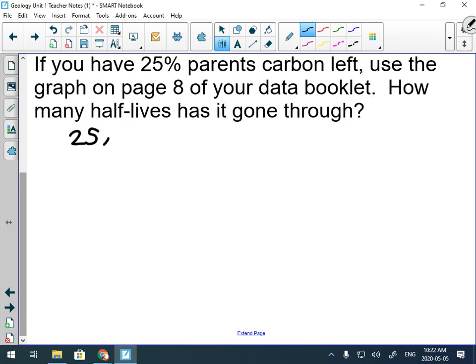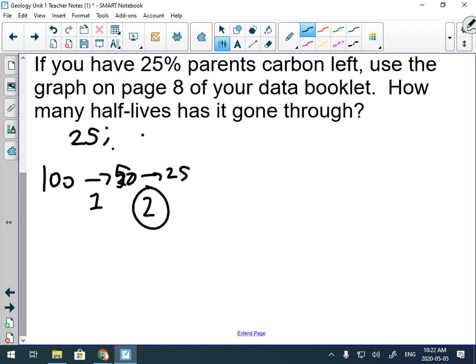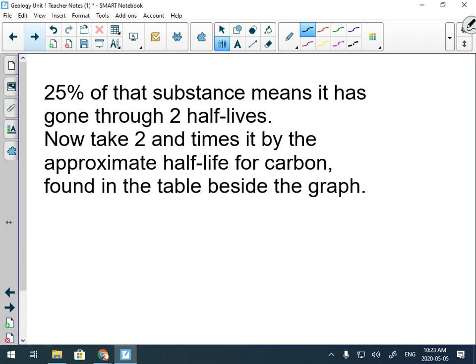So if you have 25% left, what you can quickly do is go, okay, 100 goes to 50, that's one half-life. 50 goes to 25, that's two half-lives. So if you have 25% of a substance left, it's gone through two half-lives. Now, if you have two half-lives, you can multiply that by the half-life years for carbon-14, 5.73 times 10 to the 3, and we're going to multiply that by the two half-lives.